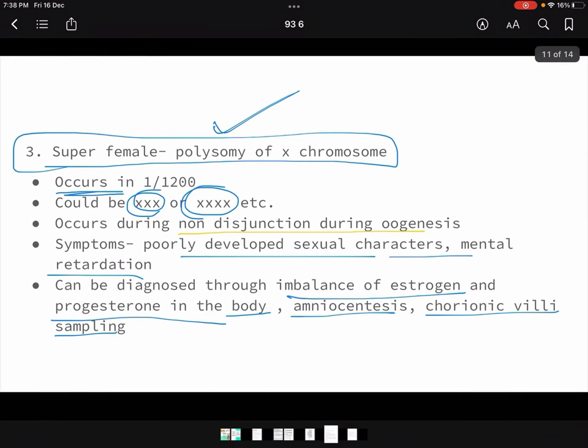So you don't need to go very deeply into it. This much information is fine, because nobody is going to ask you about super female alone. If it comes, it would be as a sub part of maybe a sex aberration question, and you will write about super female a little bit, right? So this much information is good.